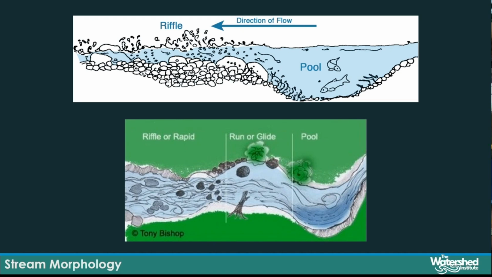A run, or a glide, we call it a run, is the section of stream that connects your riffles and your pools. So it's an area that's moving, but it's not so shallow with cobble that we have that rapid action happening on top. So it's just a moving section of stream. The pools are going to be where there's not a whole lot of movement, or the water could even be going in an eddy where it's moving backwards.